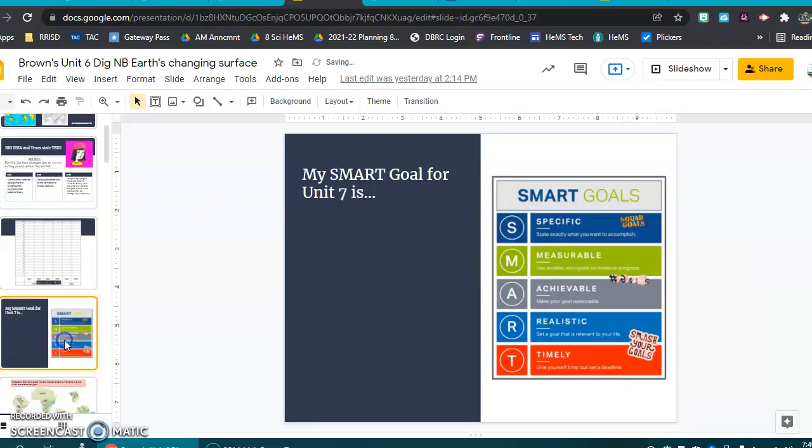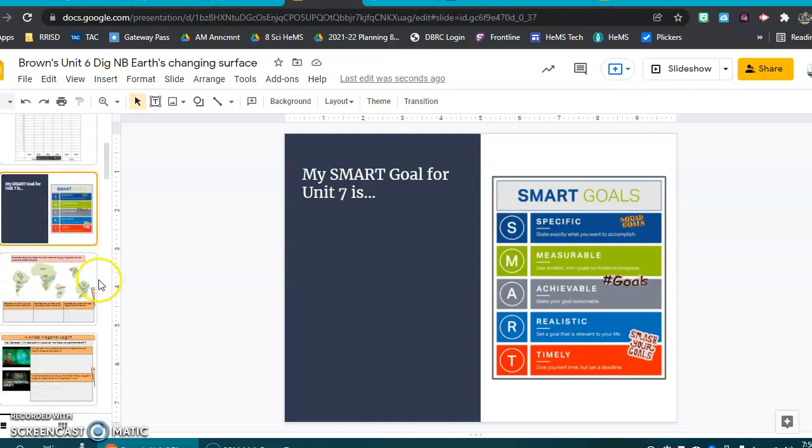I want you to write a SMART goal. Remember, make sure it's specific, measurable, achievable, realistic, and timely. If your SMART goal is, I want to pass, well, that's kind of specific, but what could be more specific? I want to pass with a 70. Okay, that's measurable, achievable, realistic. But if I said I wanted to get a 70 on all quizzes for this unit, that's also timely. So we add that in.